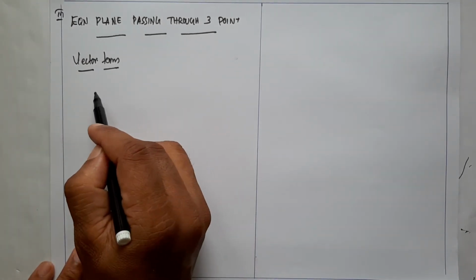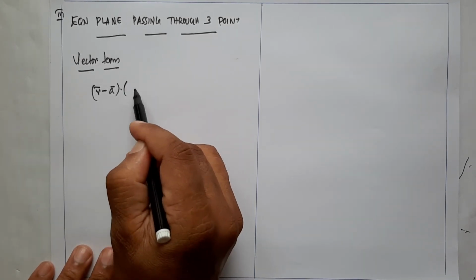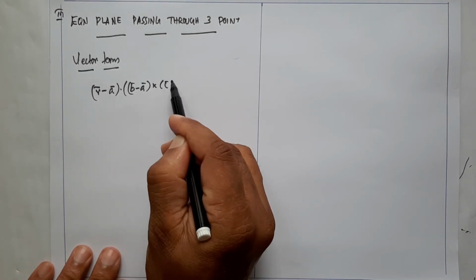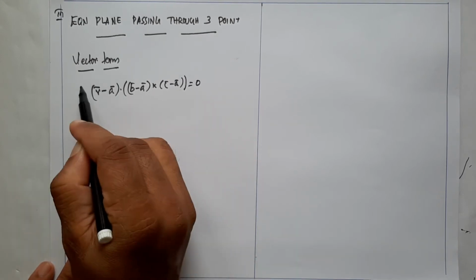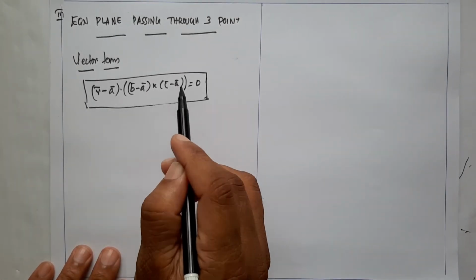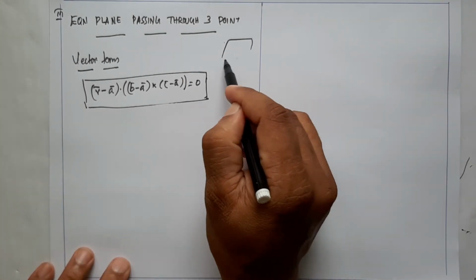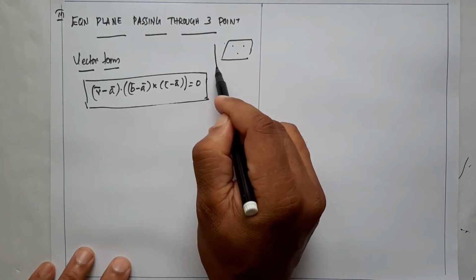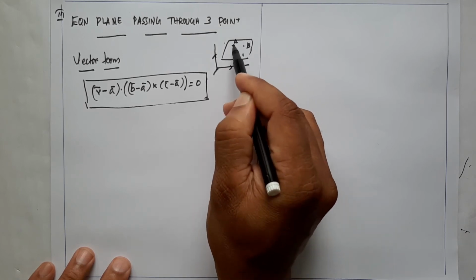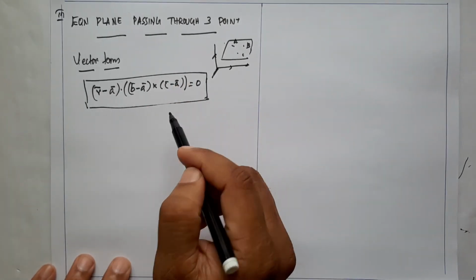The vector form is vector r minus vector a dot b minus a cross c minus a equal to 0, which is the vector equation of a plane passing through three fixed points. Here vector a, vector b and vector c represent the position vectors of three fixed points. That means a plane passes through three fixed points A, B and C. Then how do we form the equation of that plane? If you want the vector form, use this formula: r minus a dot b minus a cross c minus a.